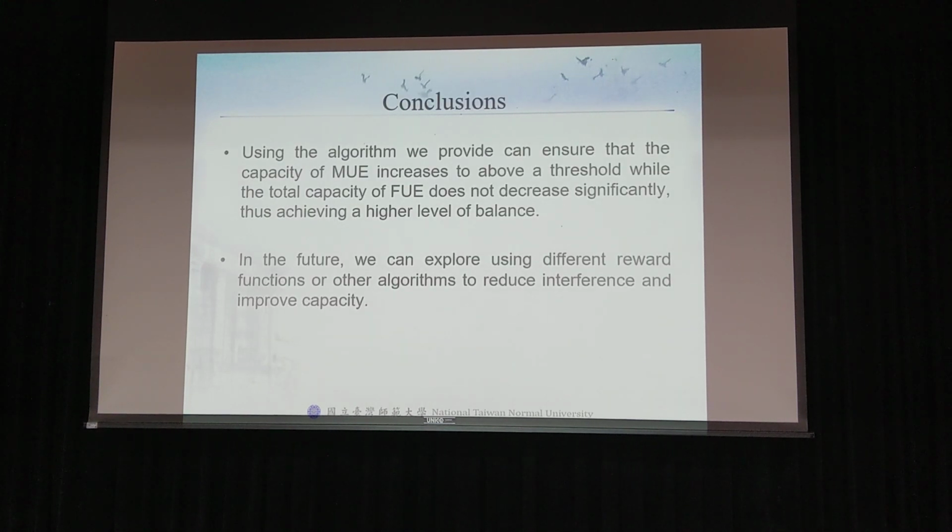And that's our conclusion: using our algorithm, we can ensure that the capacity of the MUE increases to above the threshold, while the total capacity of the FUE does not decrease significantly. Thus, we achieve a higher level of balance.